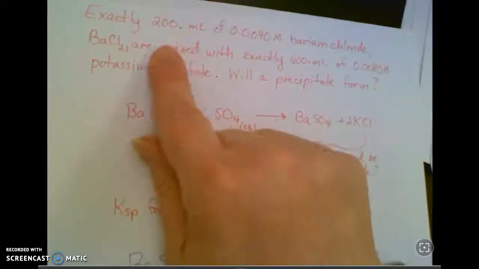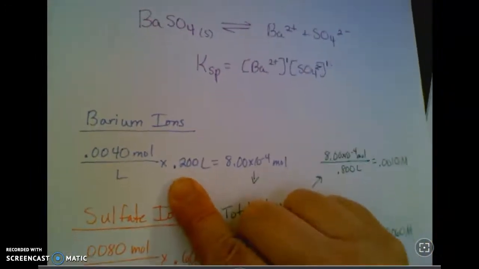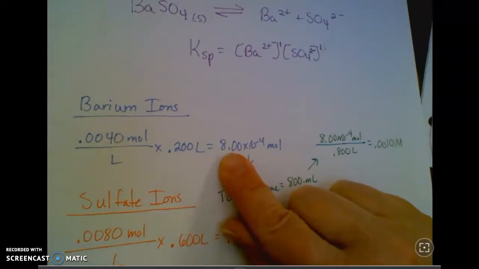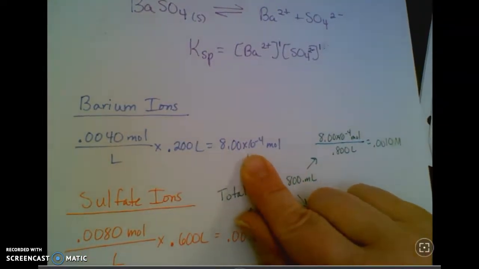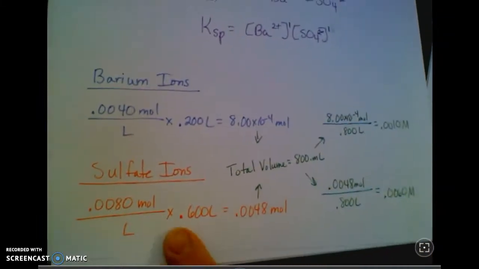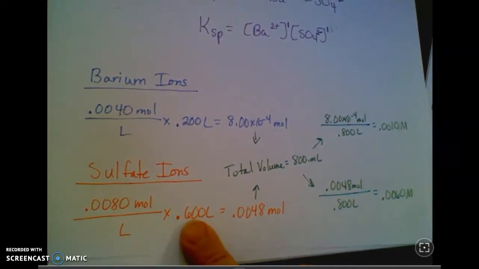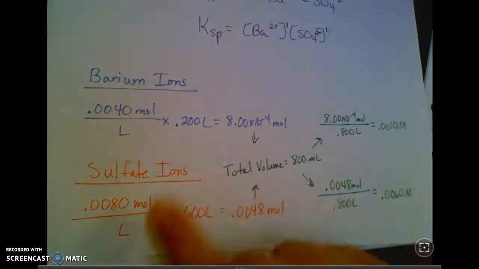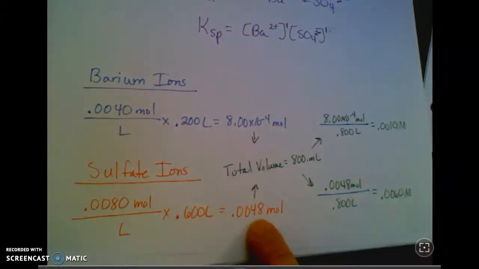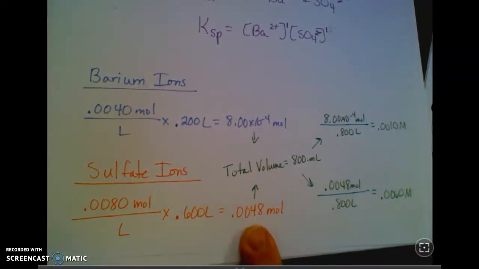And I had 200 milliliters of it. So I'm just multiplying that by the volume. And that tells me that I have 8.00 times 10 to the negative 4 moles of barium ions. I do the same thing with the sulfate. It was a 0.0080 molar solution, and I had 600 milliliters of it, which of course is 0.6 liters. So I just multiply both of those and get how many moles of barium and how many moles of sulfate that I had.